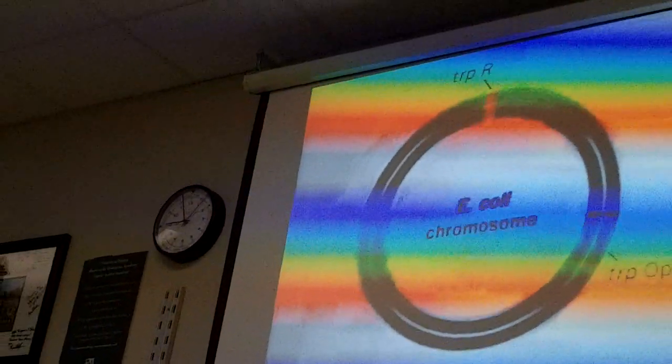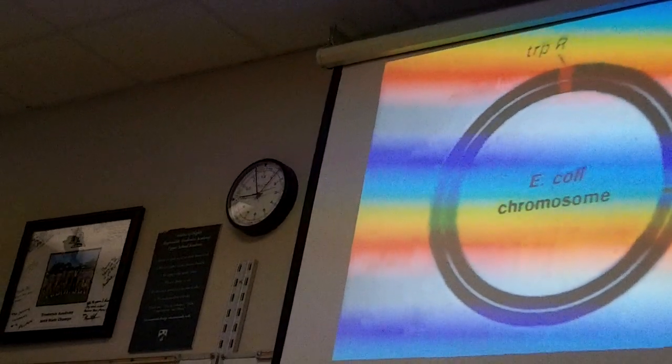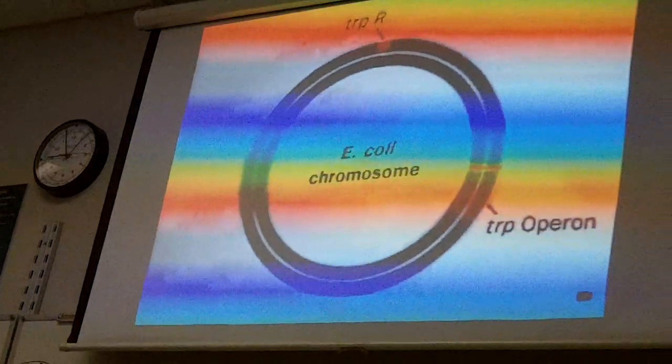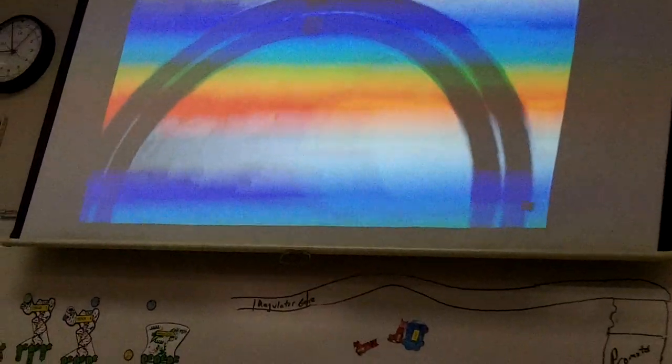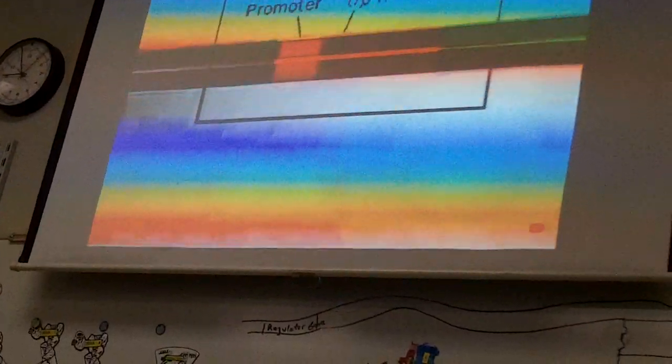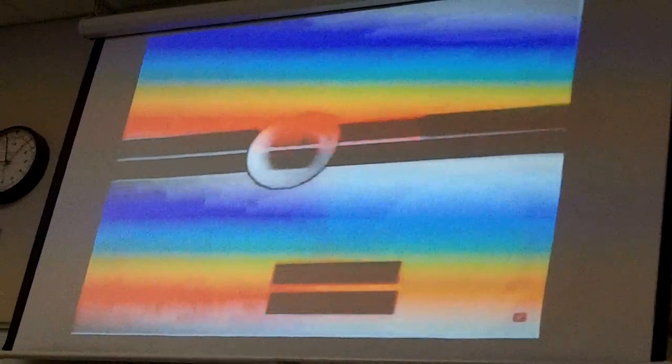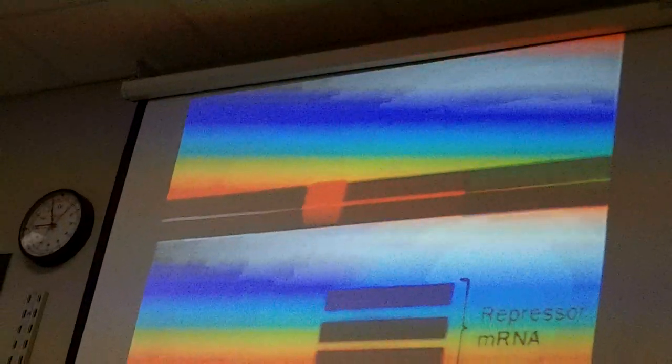The Trp operon is at one position on the circular bacterial chromosome, and a regulatory gene for the system is about a quarter of the way around the chromosome from it. This gene, called trpR, encodes a dimeric repressor protein on a slow but ongoing basis, and the repressors diffuse through the cytoplasm. We'll see in a little bit how the repressors work.